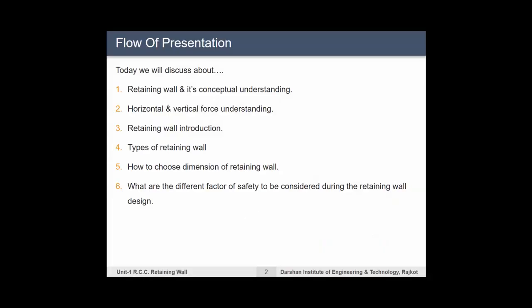Today we will discuss the retaining wall. Retaining wall is an important structure in structural engineering. Today we will discuss various types of retaining wall, how to choose the dimension of a retaining wall, and what the different factors of safety are to be considered during the design of a retaining wall.